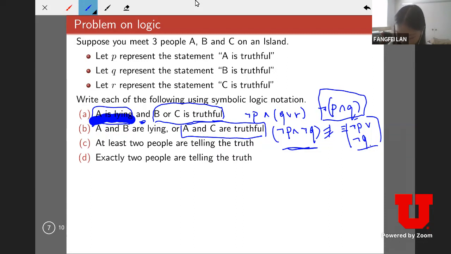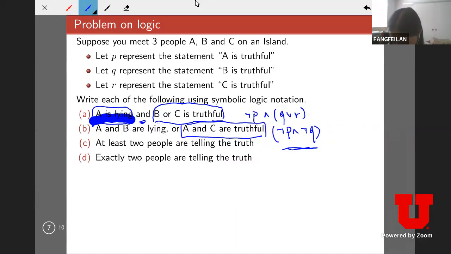Yeah, and then we continue. We have A and C are truthful. So we have "or" here, A and C are truthful. So we have P and R. Oh, it's "and," it's not "or." P and R.